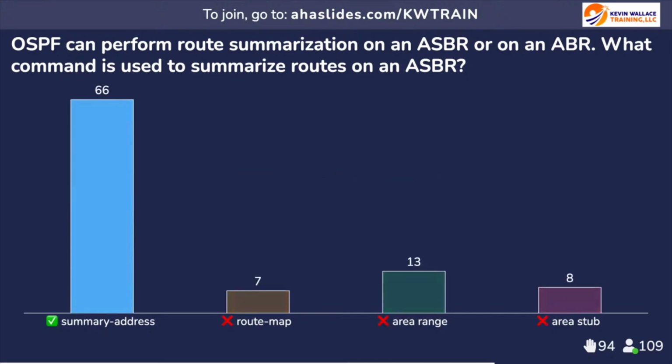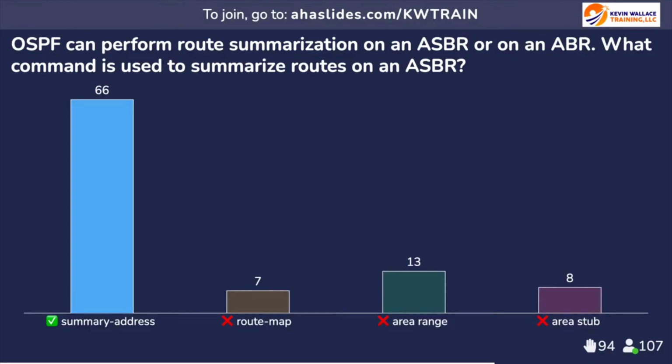And there's our timer. The correct answer is, of course, summary-address. OSPF route summarization is performed on an ASBR using that command. When we do that, we can perform summarization as routes are being redistributed into OSPF from another autonomous system. And we do that with the summary-address command.